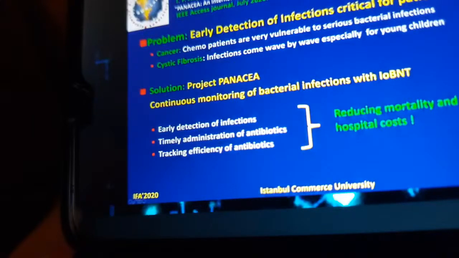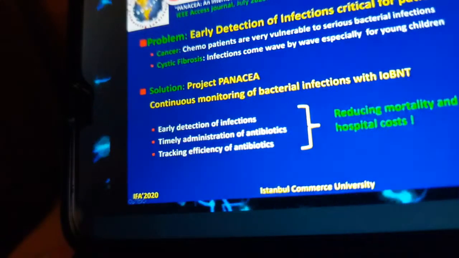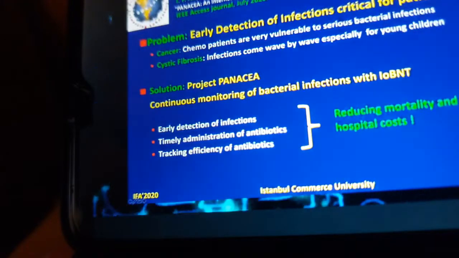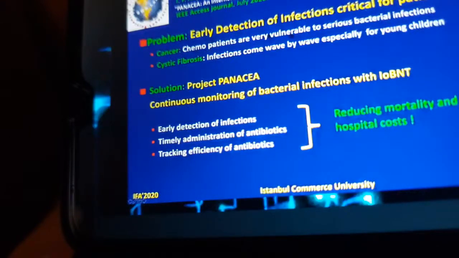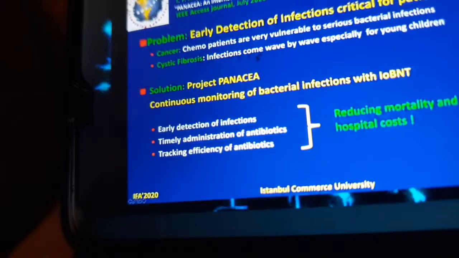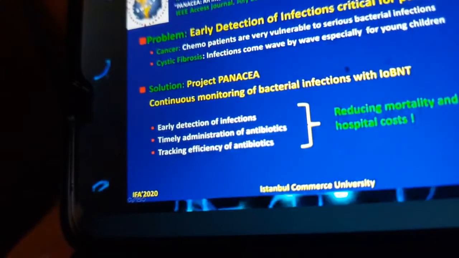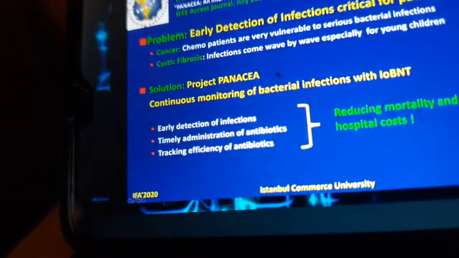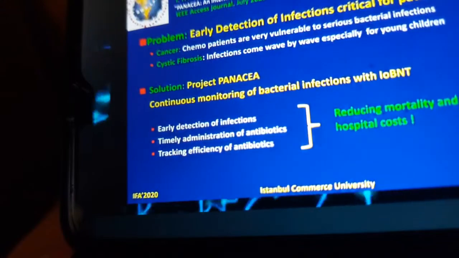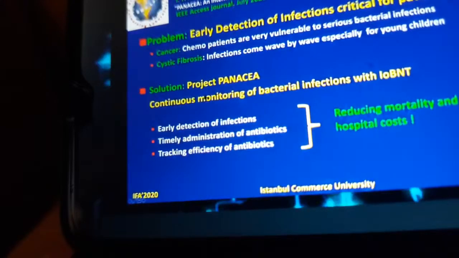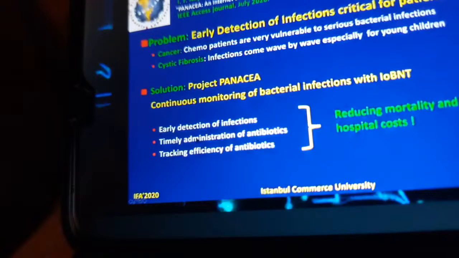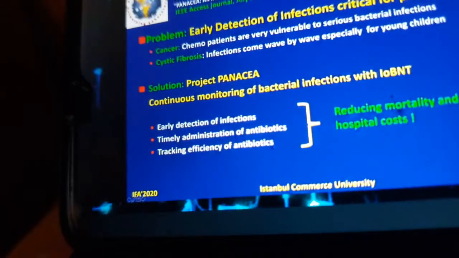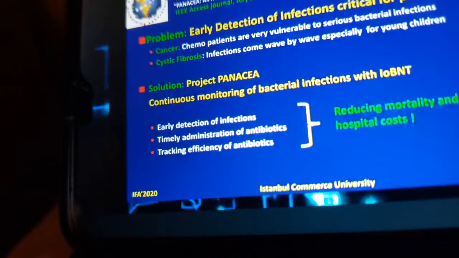So now the issue is how can we detect infections early for critical patients, like patients in critical conditions. For example, the cancer patient, like chemo patients, they're very vulnerable to serious bacterial infections, or cystic fibrosis for the young children. Infections come wave by wave for these young children. And then, our solution should somehow early detect them, mitigate them, right? Eliminate them. So in other words, we try to continuously monitor these bacterial infections and take actions, right? Early detection, timely administration of antibiotics, and also tracking efficiency of the antibiotics. That means overall, we try to reduce the mortality and also the hospital costs, right?